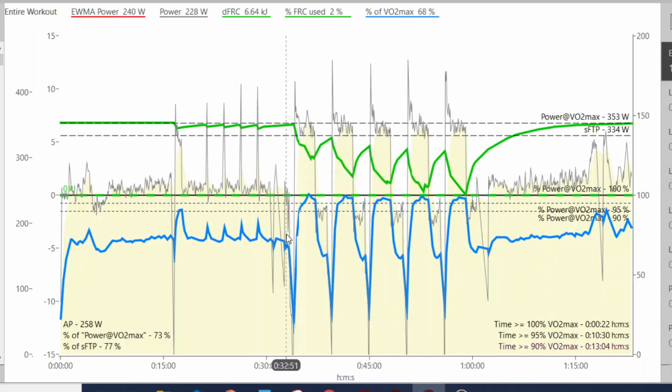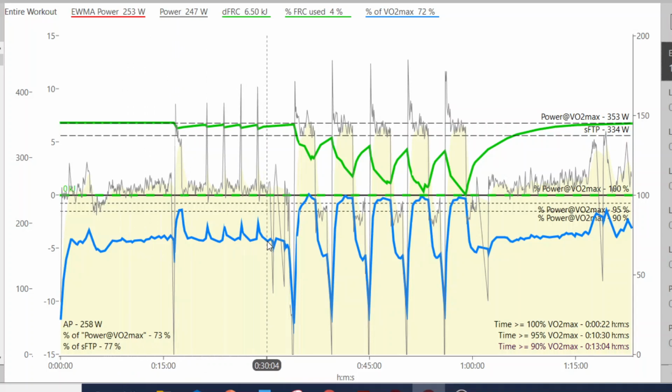So that's how I come up with the blue line. It is based on an exponentially weighted moving average, 25-second, of power. So there you have it. You have a model based on power data only.